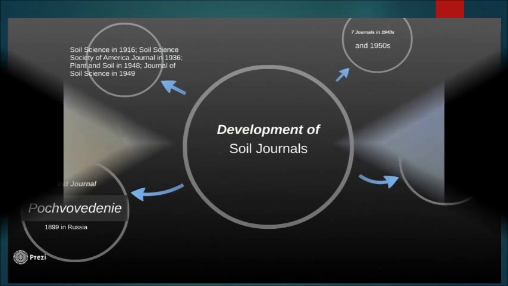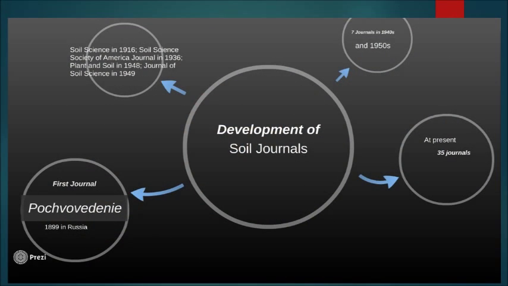So soil science history is very important. Let's talk about important journals of soil science. Until the end of the 19th century, soil investigations were published through monographs, and the first journal dedicated to soil science was published in 1899 in Russia.